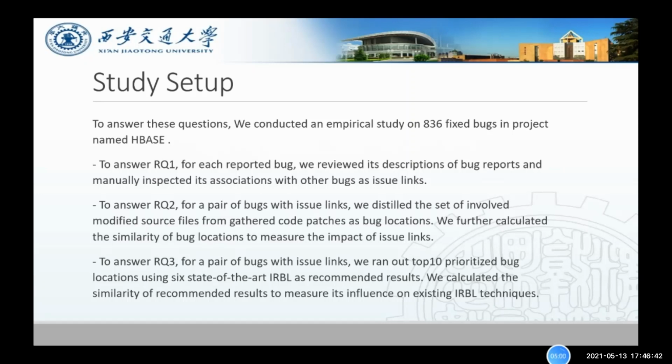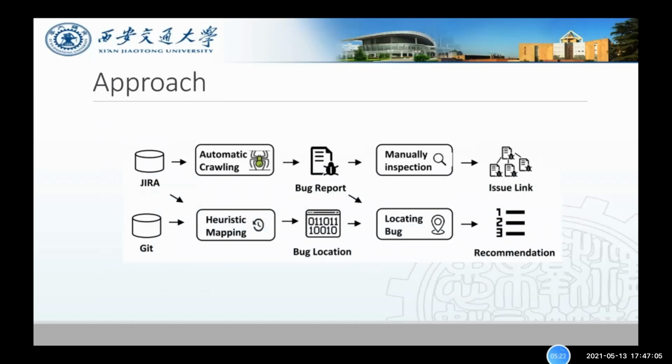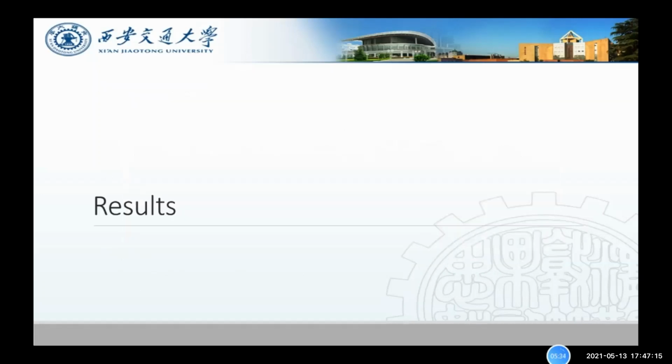To answer RQ3, for a pair of bugs with issue links, we took the top 10 recommended results and calculated their similarity to measure the influence on existing IRBL techniques. This figure shows the overview of the study approach, and all of our data comes from Jira and Git. And the fourth part shows the results of our work.